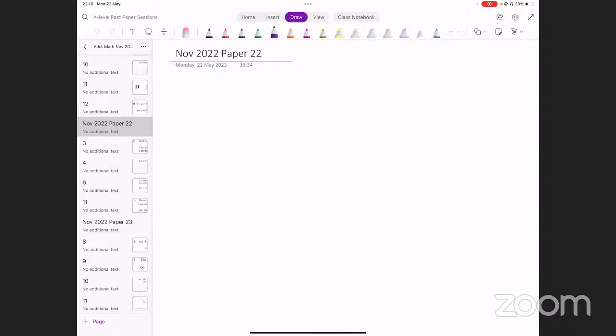So in the previous session, we solved the difficult questions from paper ones of November 2022 session. Now, in this session, we will be doing the difficult questions from paper twos from this session, November 2022.